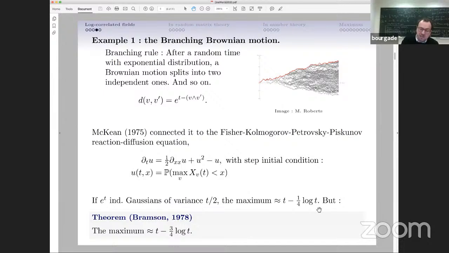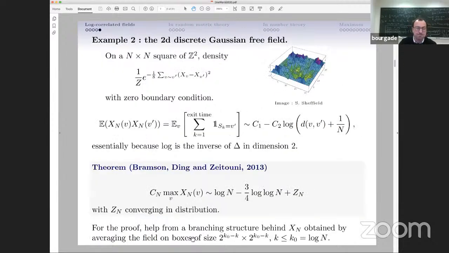In fact, the maximum is linear, but Bramson has proved that the second order term is not what you get in the independent case. Instead of a quarter of log t, it's three quarters of log t. Of course, these Brownian motions are positively correlated because they share some common increments. So you expect that the maximum will be smaller than in the independent case because of this positive correlation. Okay. That was the first example.